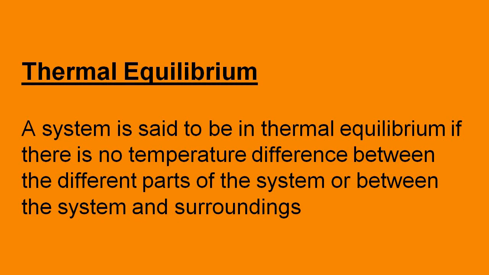Thermal equilibrium means a system is said to be in thermal equilibrium if there is no temperature difference between the different parts of the system or between the system and the surroundings. That is clear? Whole part of the system should be at the same temperature, and also the temperature of system and the surroundings should be same. At that condition, you can say that it is in thermal equilibrium.